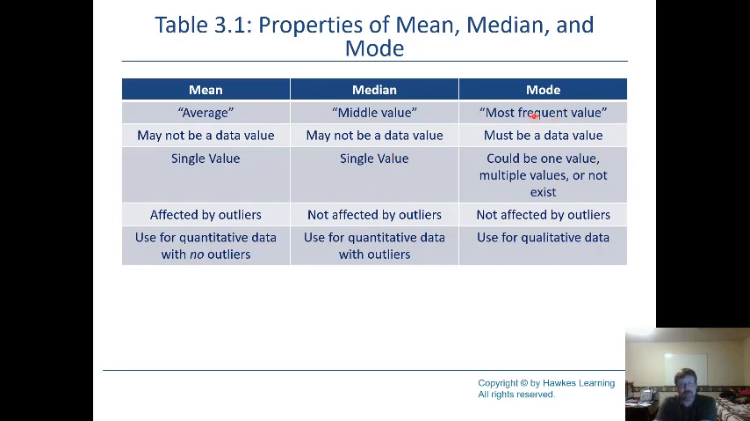The mode is our most frequent value. It is the one that has to be a value from our data list. It can have multiple values or none at all, it's not affected by outliers, and it is used more for qualitative data. All right.